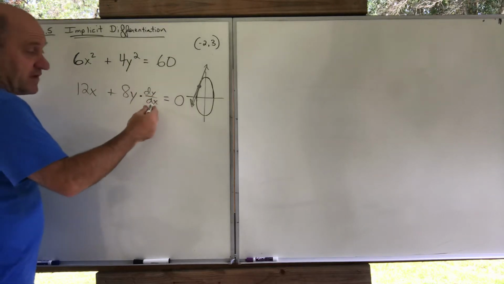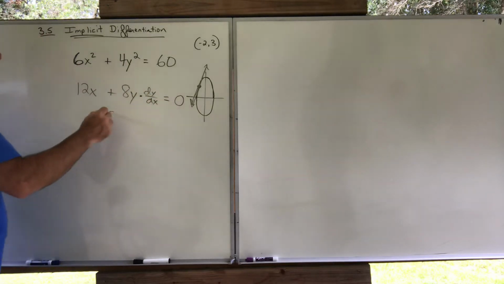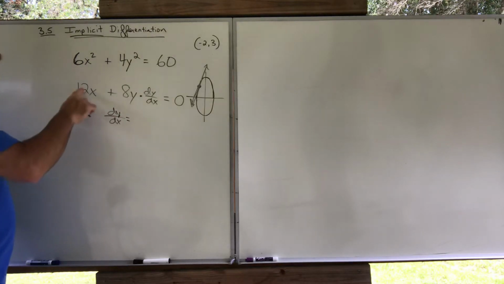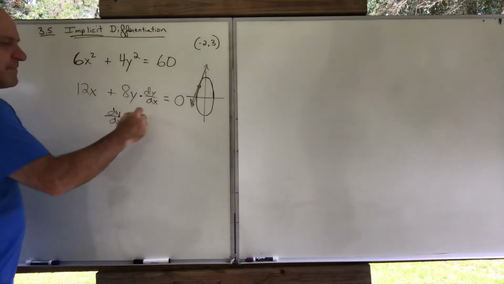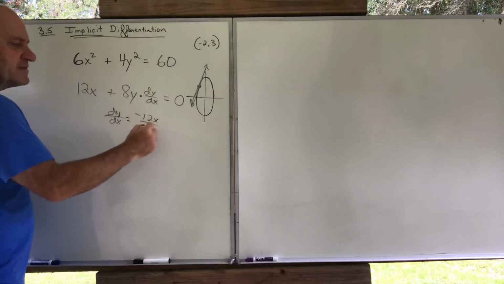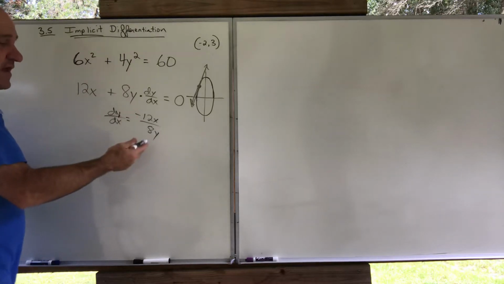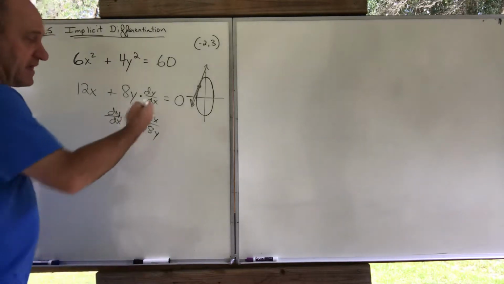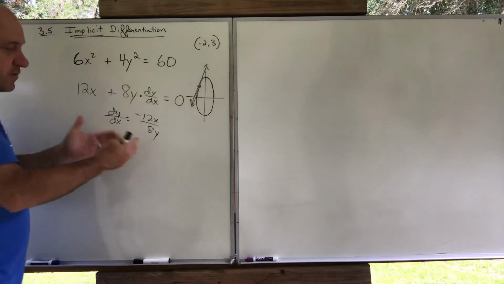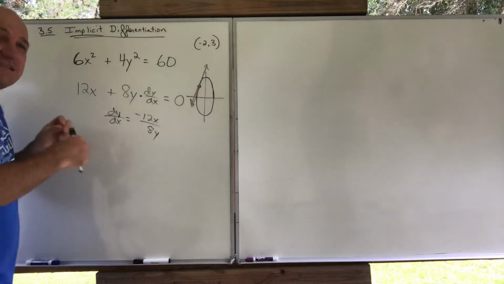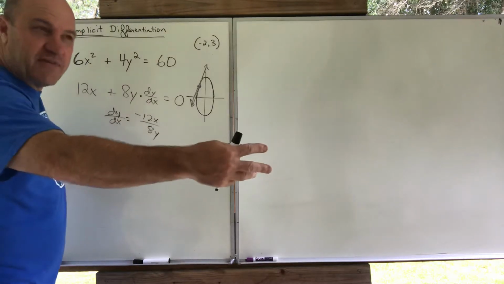And then that's our derivative, by the way, and we'd like to solve for it. So dy dx is, I'm going to move the 12x over. I'm going to divide by 8y, negative 12x divided by 8y. And that's the derivative. And that's the slope at any point, x and y. You know, notice it's sort of an implicit derivative. In other words, it has x's and y's in it. It's not explicitly in terms of x.